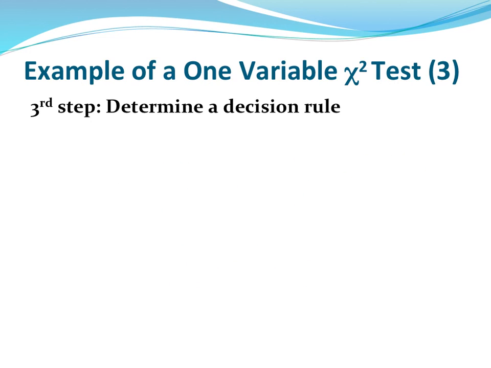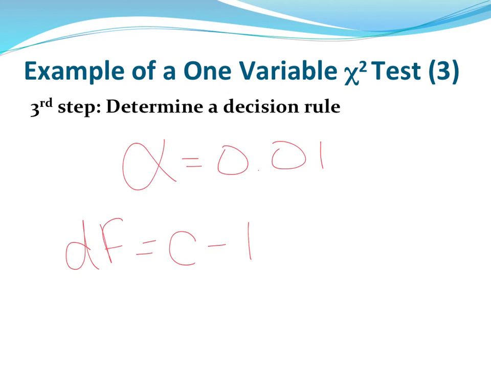Our third step will be determining a decision rule. In this case, I am interested in testing using an alpha level of 0.01. We can also find our degrees of freedom, for which the formula is degrees of freedom equals the number of categories of our variable, or C, minus 1. We had 4 categories of our variable of interest of season, so our degrees of freedom is 4 minus 1, which is equal to 3.